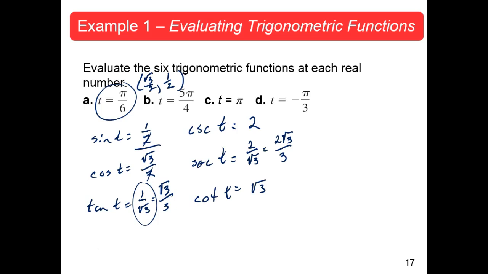Don't ever give me a sine or a cosine of 3.4. Can't happen. It's got to be less than or equal to 1. And therefore, secant and cosecant, don't give me a secant or cosecant of -0.3. It can't happen. It's got to be -1.3 or bigger absolute value numbers than 1. These have to be absolute value numbers less than or equal to 1. Just for future reference. You don't have to think of that now.